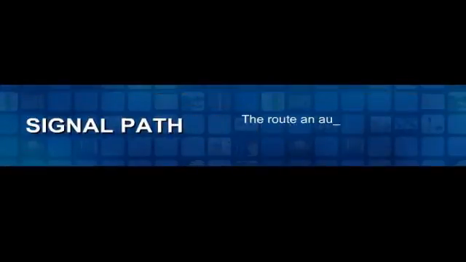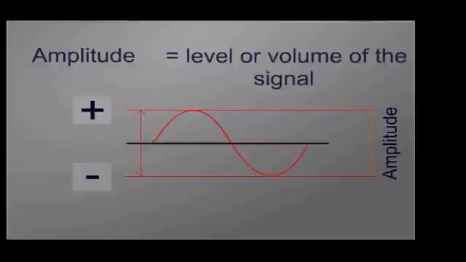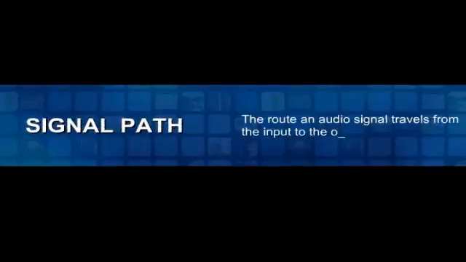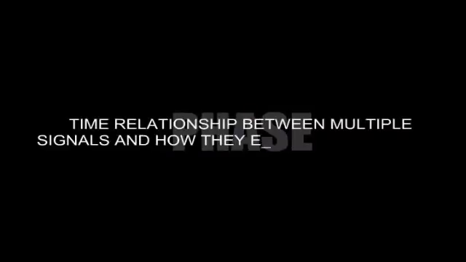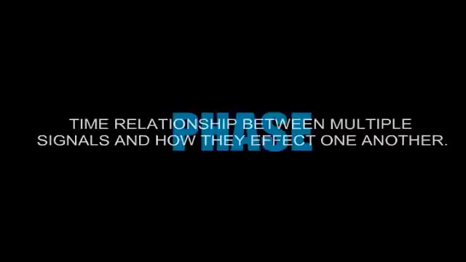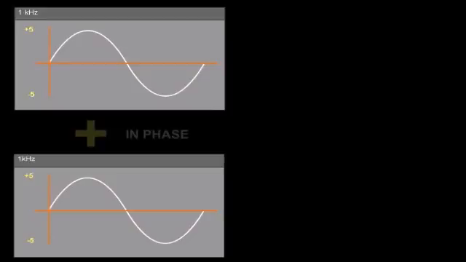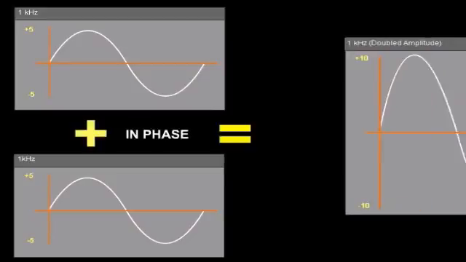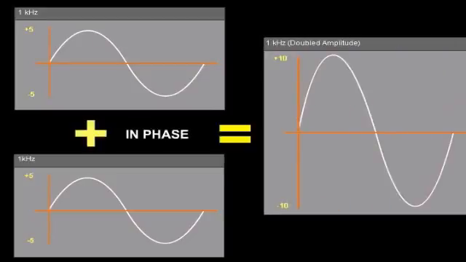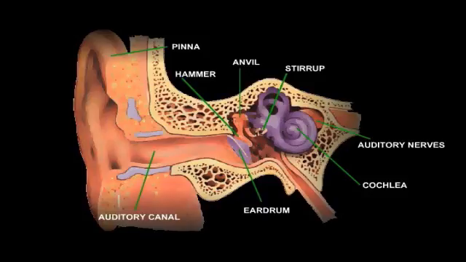Signal path is the route an audio signal travels from the input to the output of a system. Phase describes the time relationship between multiple signals and how they affect one another. When waves are in phase, their amplitudes are combined, creating a greater amplitude.